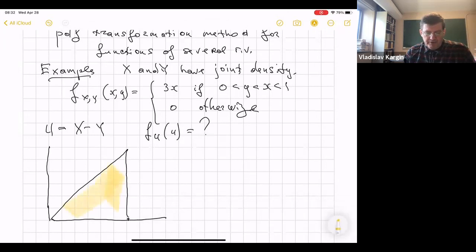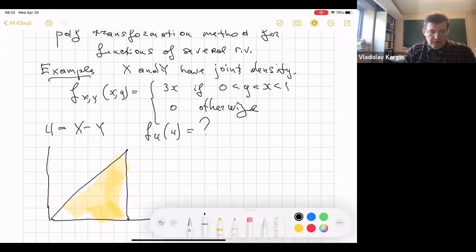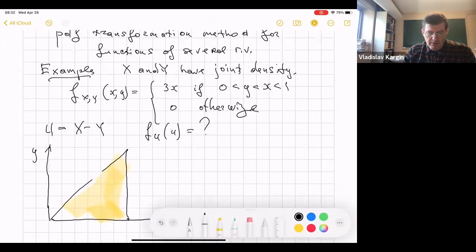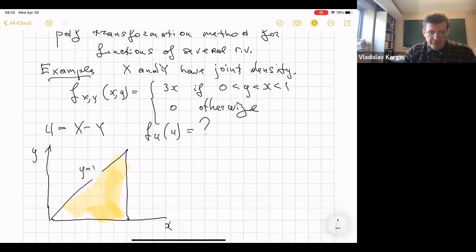So this was our range. This is y, this is x. This was the y equal to x line. And this is 1, 1.